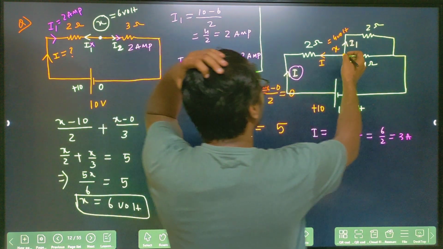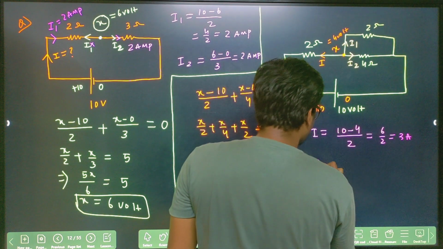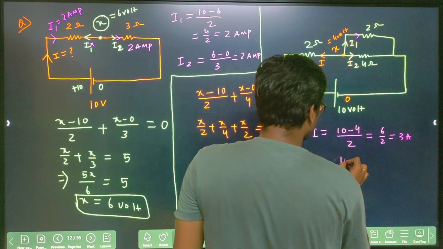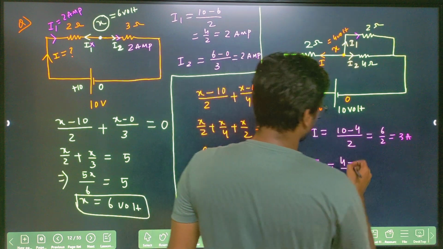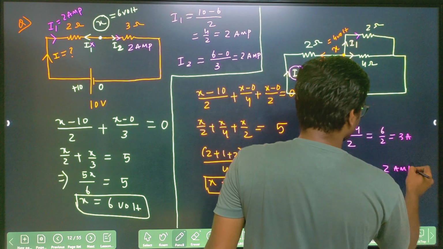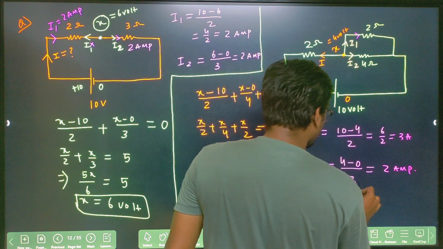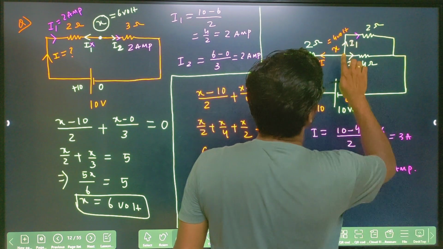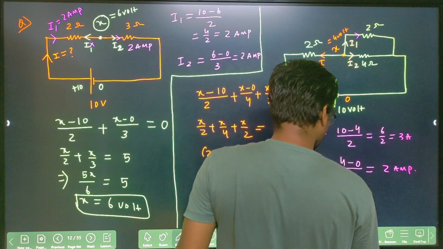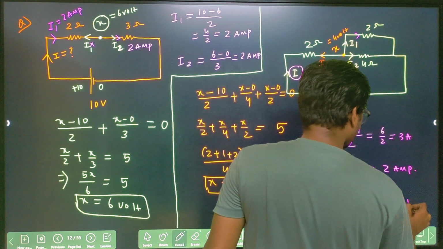Can you find out I1? So this is 4 volt and this is 0 volt. I1 will be, the current will flow along this direction. 4 minus 0 divided by 2. This will be 2 ampere. Clear? And this is 4 ohm. I2 will be how much? 4 minus 0 divided by 4. This will be 1 ampere. Clear?